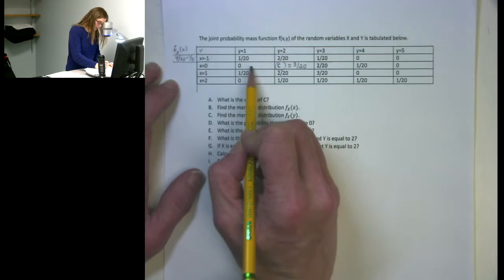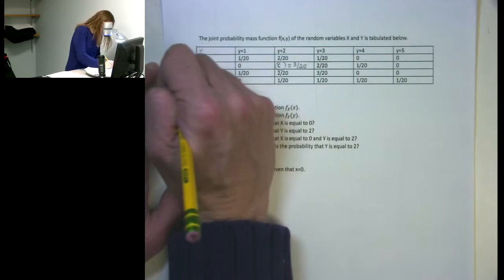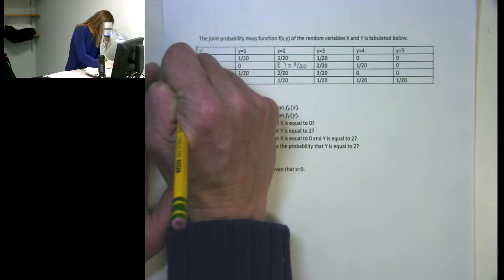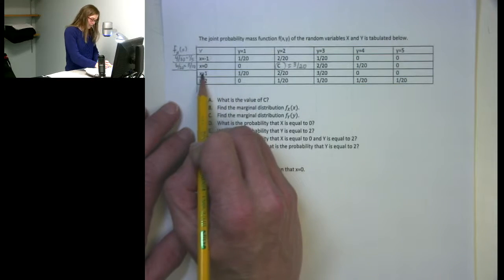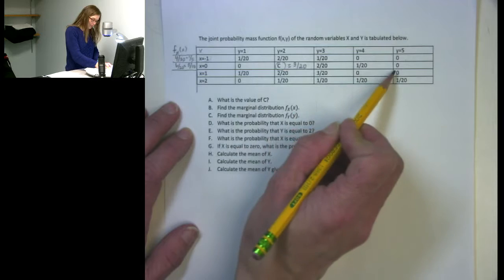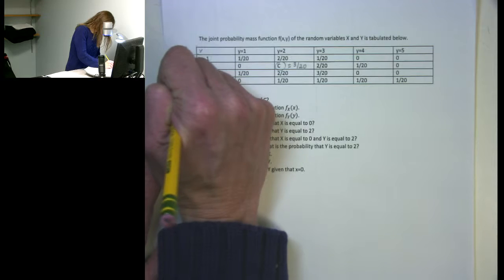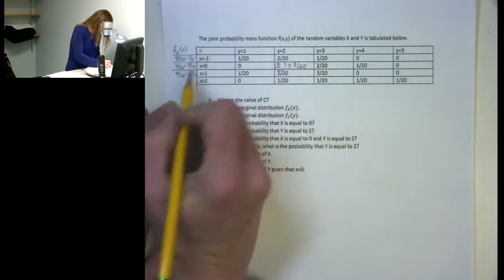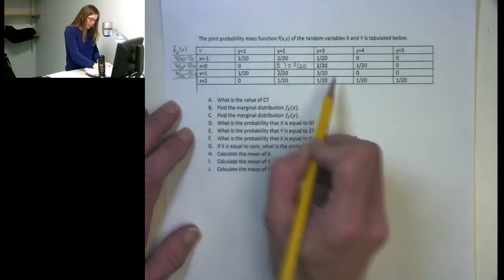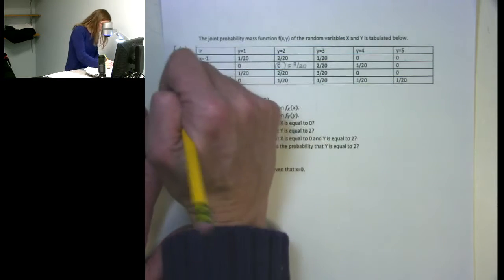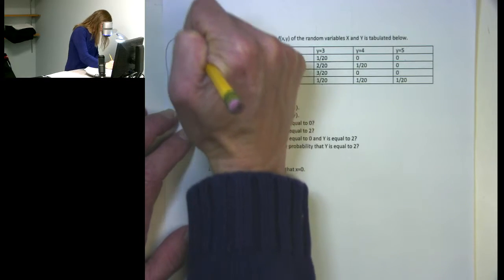For x equals 0, I've got 0 plus 3/20ths plus 2/20ths plus 1/20th, which gives me a total of 6/20ths, or 3/10. For x equals 1, I sum all the different probabilities associated with the different values of y. I get 1 plus 2 plus 3, again 6/20ths, or 3/10. And for x equal 2, I get 0 plus 1/20th plus 1/20th plus 1/20th plus 1/20th, that gives me 4/20ths, or 1/5. So here's my marginal distribution of x.